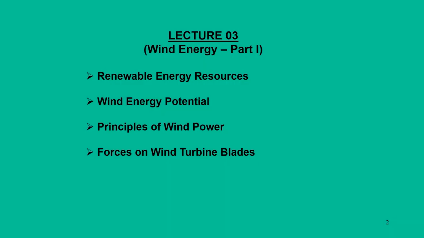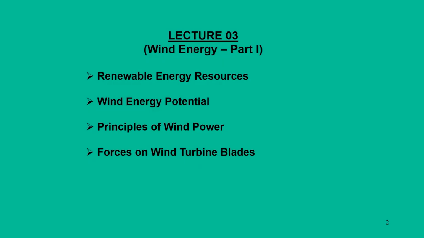So, the first category of renewable energy system is the wind energy. In this lecture, we will emphasize some specific topics. First, let us see what renewable energy resources are and why wind energy falls under this category. Then we will see the impact of wind energy in recent days. We will try to see what energy potential can be achieved through wind.